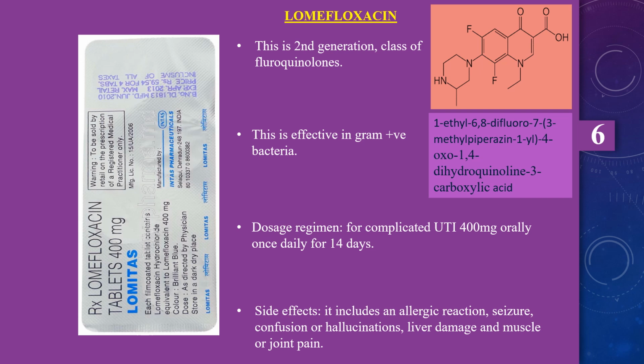Ciprofloxacin. This is a second generation class of fluoroquinolones. This is effective in gram-positive bacteria. Dose regimen for complicated UTI, 400 mg orally once daily for 14 days. Side effects include allergic reaction, seizures, confusion, hallucination, liver damage, and muscle or joint pains are commonly seen.